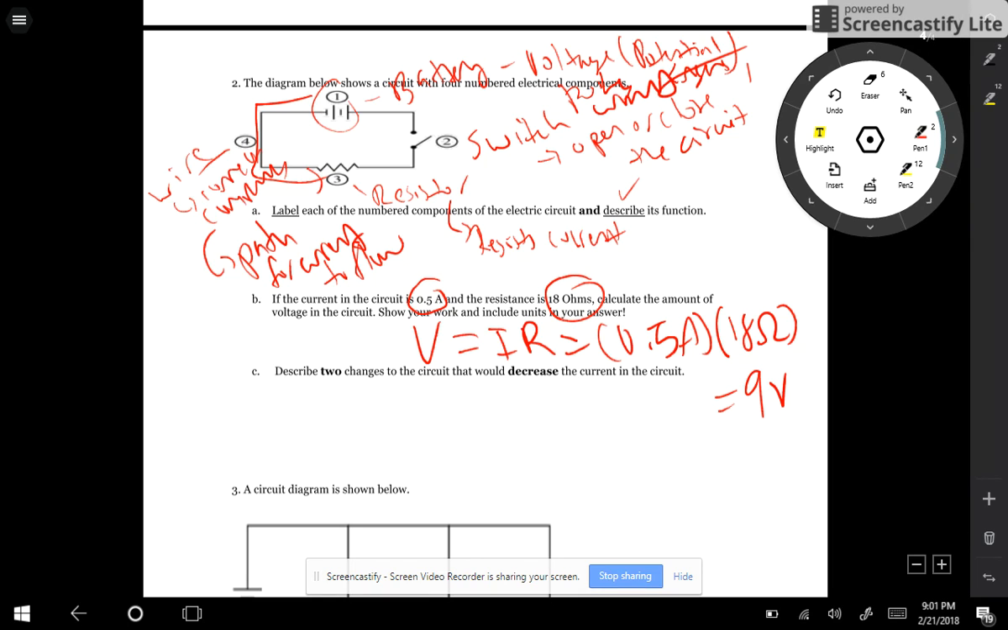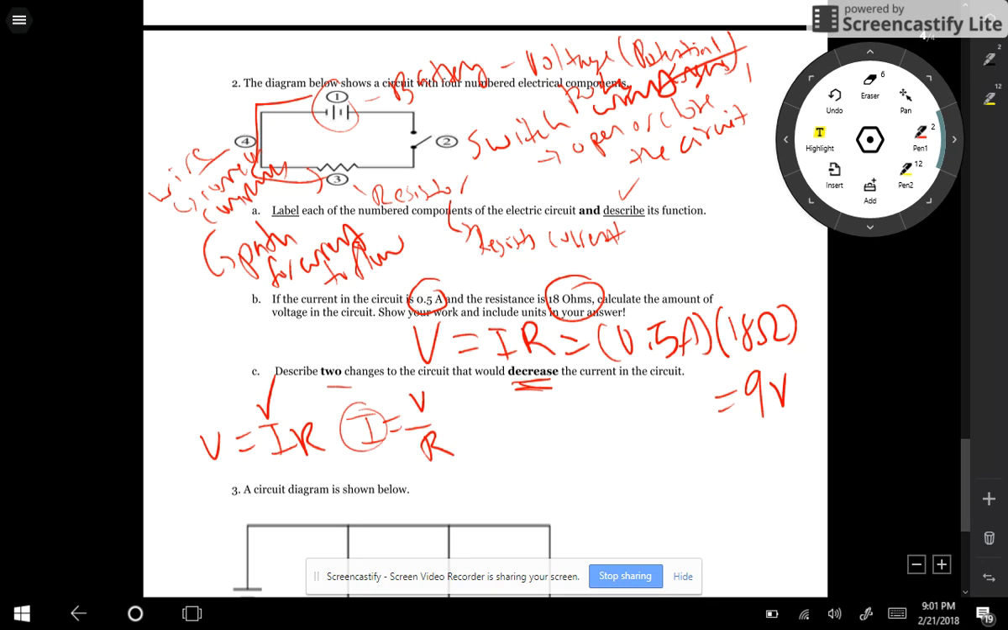All right, describe 2 changes in the circuit that would decrease the current. You needed 2. Important: decrease. So Ohm's law, V equals IR. How do we affect current? Well, voltage obviously is important to current, right? If I rearrange this for current, voltage, so if I want to decrease current, I need a smaller number up here. I need less voltage, less push. So you should have put less voltage or something like that.